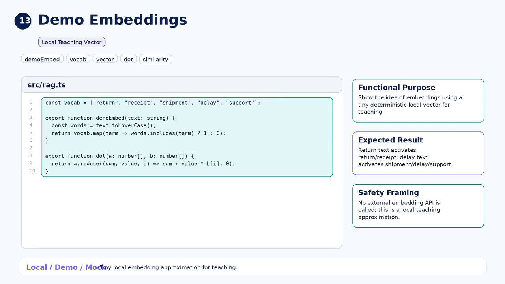This sets up the next important point, demo embeddings. RAG needs a way to compare meaning. A real system would use an embedding model. This tutorial uses a tiny deterministic demo embedding. The vocabulary turns selected terms into a small vector. The dot function gives a simple similarity score. This is not production search. It is a readable way to understand what embeddings do.